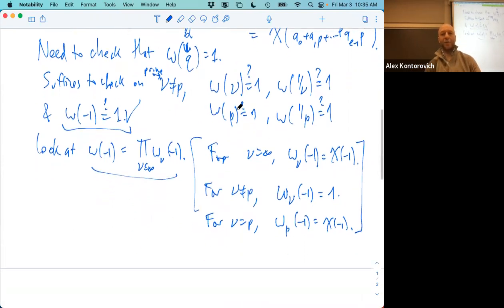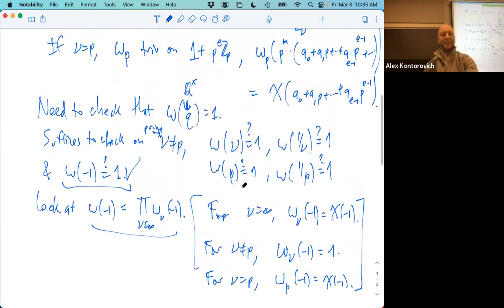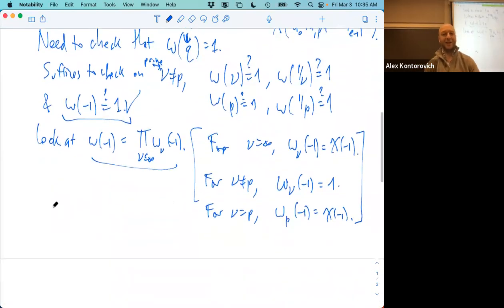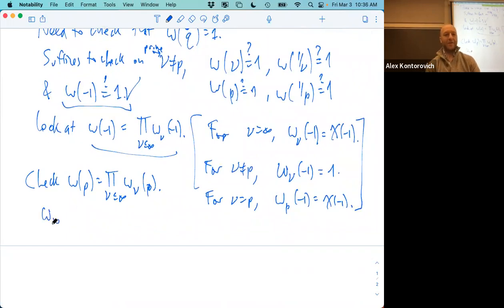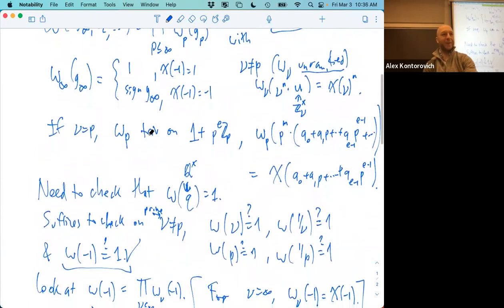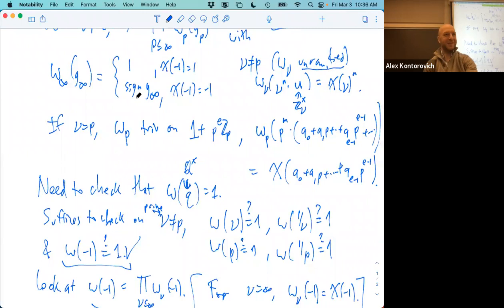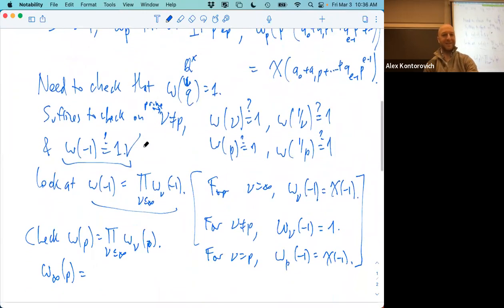So what happens, well, actually, this is the easiest thing to check. P is a positive number. Okay, so let's check omega of P. Okay, so this is again a product over primes, a product over nu less than or equal to infinity, omega nu of P. Okay. At infinity, omega infinity of P is what? It's either 1 or it's the sign of P, but the sign of P is 1. P is positive. So either way, it's 1.